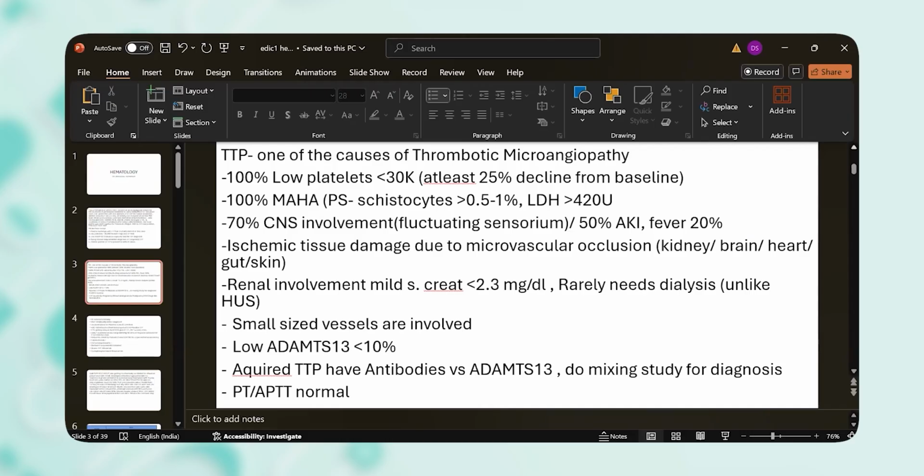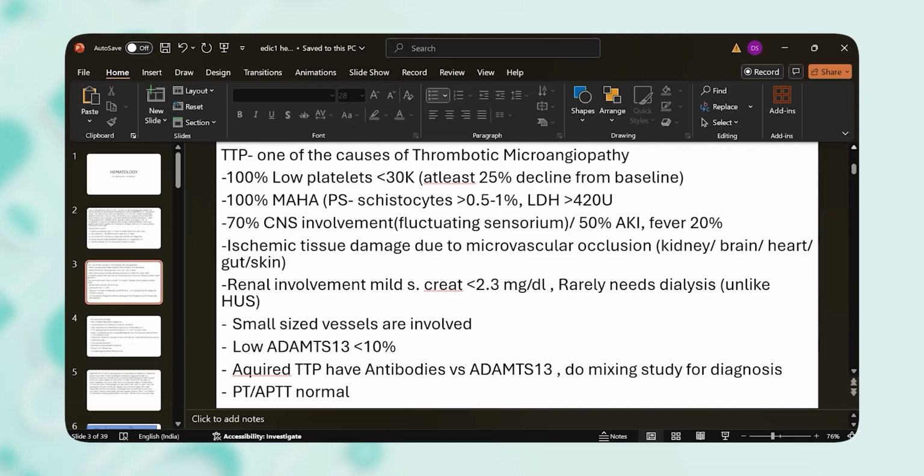So you can make out all the 5 components won't be there all the time. So this pentad of TTP won't be there most of the time. It will be there only in 5 to 10%. So you have to diagnose depending upon the first 3 to 4 features which are important. Then ischemic tissue damage due to the microvascular occlusion. Because of these microthrombi, they block the small vessels of the kidney, brain, heart, gut, skin. So all these organs might get involved. So even these patients can present as an MI. These patients can present as a stroke, depending upon the organ involved.